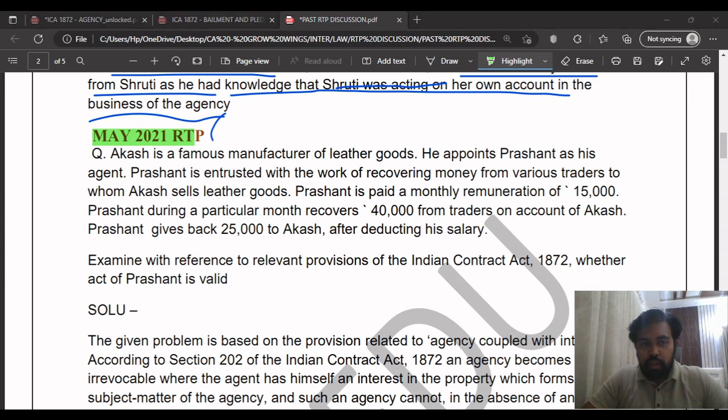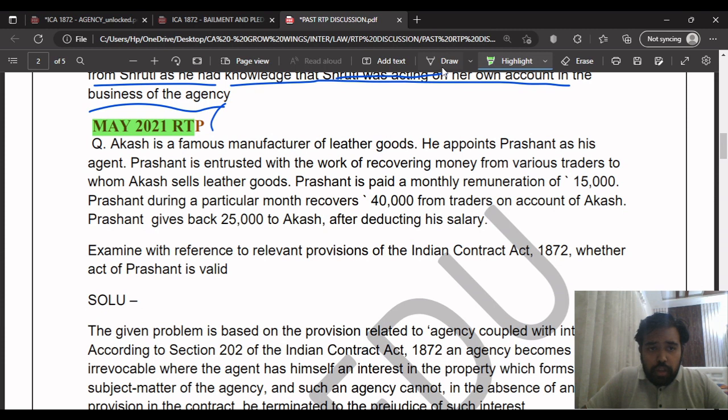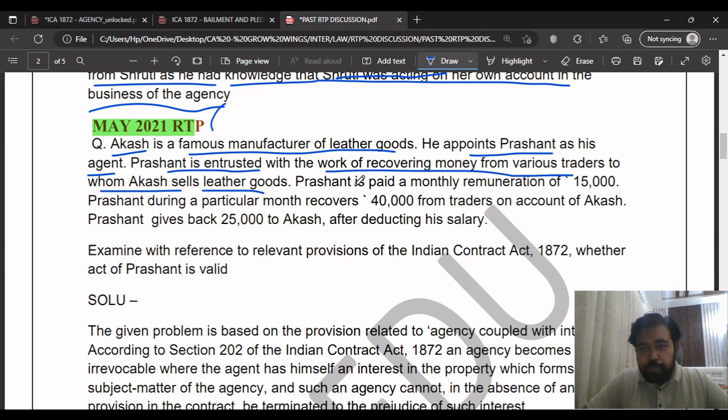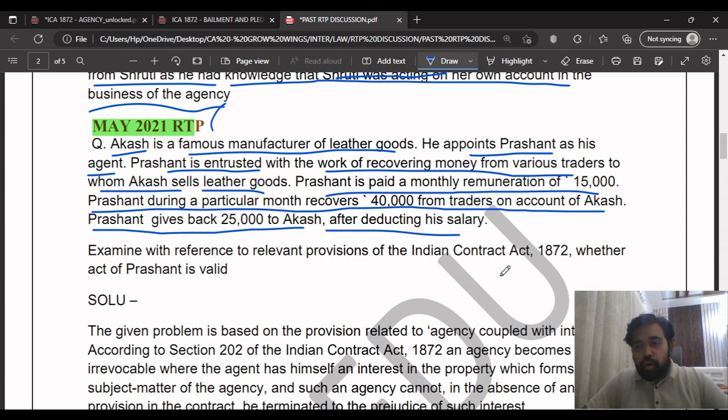In this question, the facts are: Akash is a famous manufacturer of leather goods. He appoints Prashant as his agent, and Prashant is entrusted with the work of recovering money from various traders to whom Akash sells leather goods. Prashant is paid a monthly remuneration of 15,000. During a particular month, Prashant recovers 40,000 from the traders on account of Akash. Prashant gives back 25,000 to Akash after deducting his salary. Based on the provisions of the Act, is the act of Prashant valid?